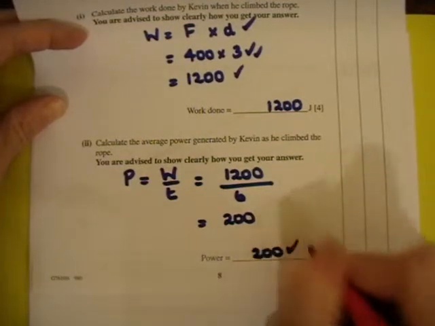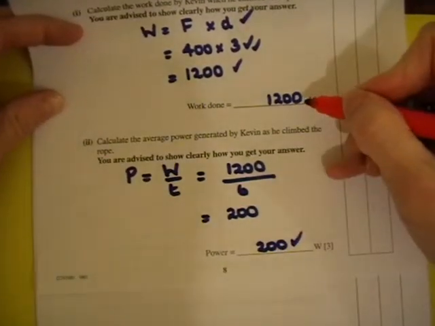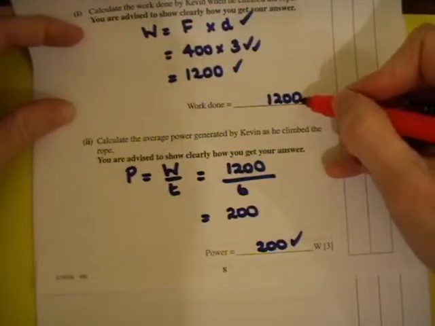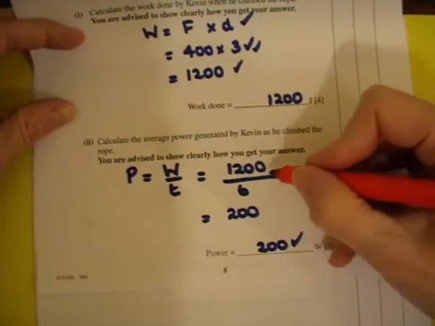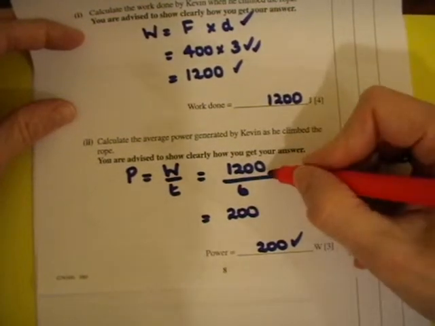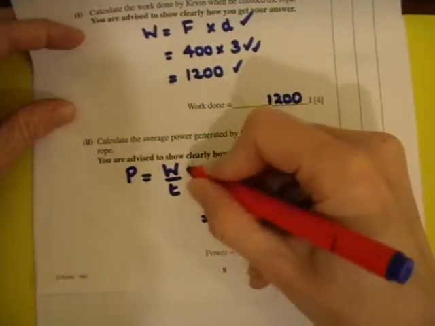Now, if you did make a mistake calculating your work up here, you can get an error carried forward and get 3 complete marks for this if you show your working out and you show that you put in this number from up above. So there's a mark there and a mark for your equation.